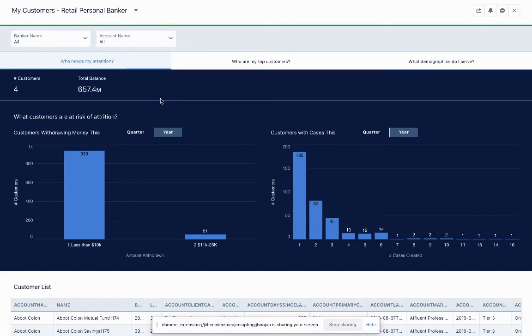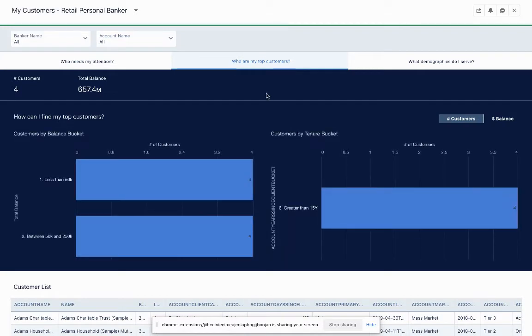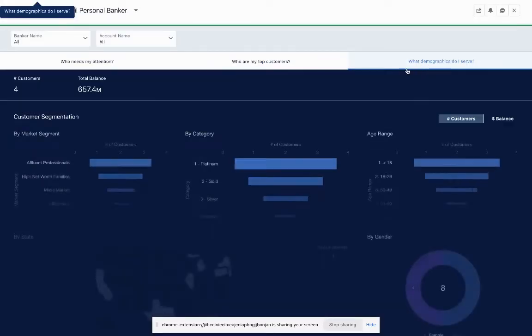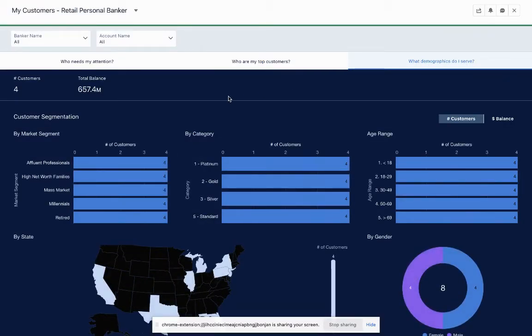The first that we see are the customers that we're currently serving. Who needs my attention? Who are my top customers? Customers by balance, customers by tenure. And what demographics do I serve?